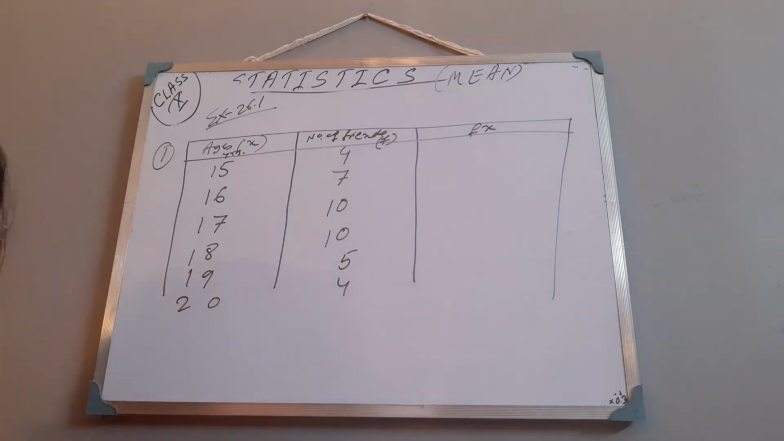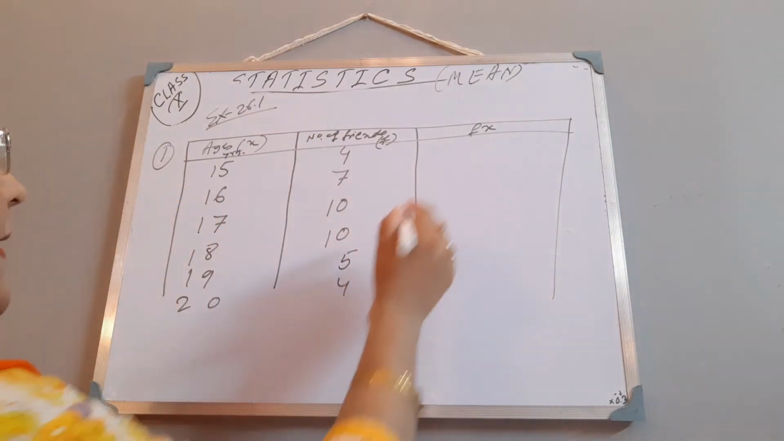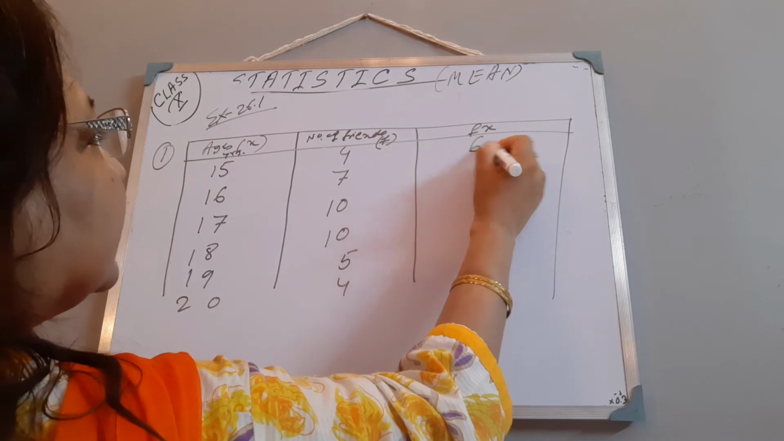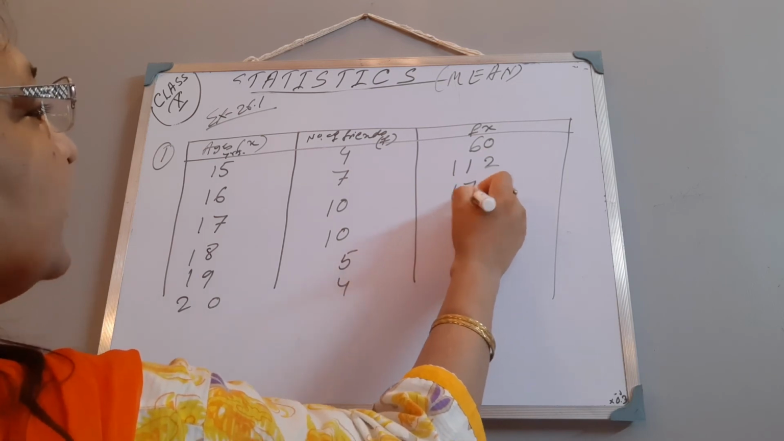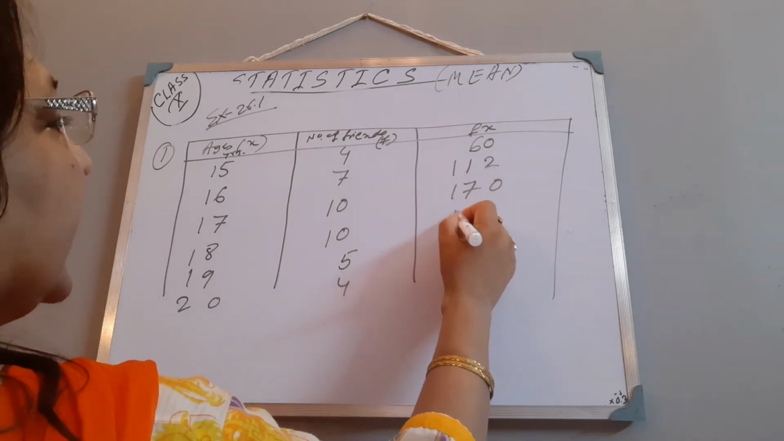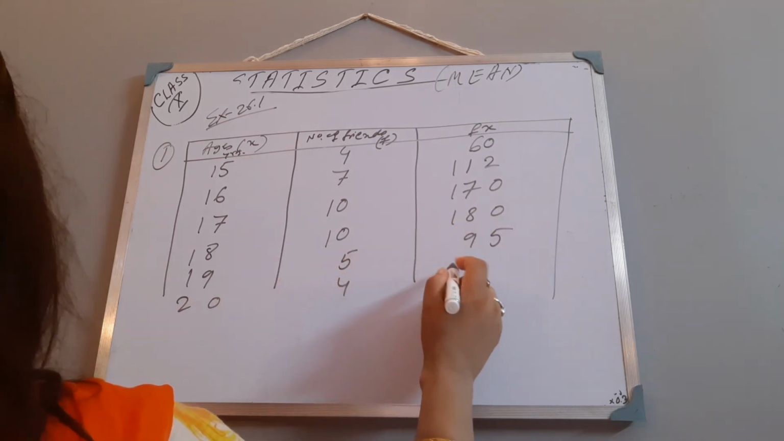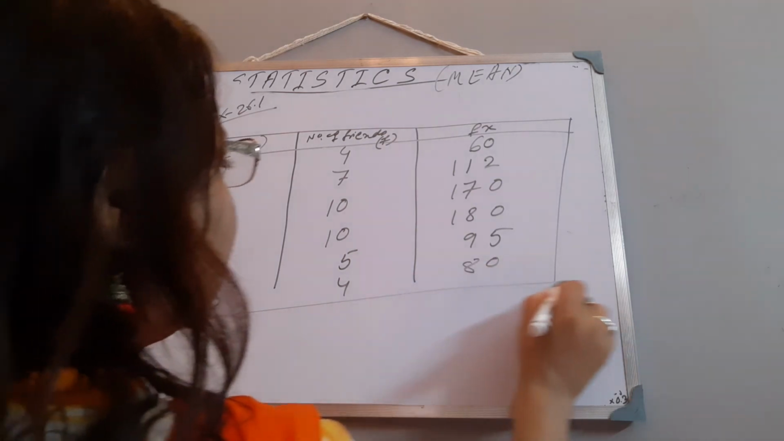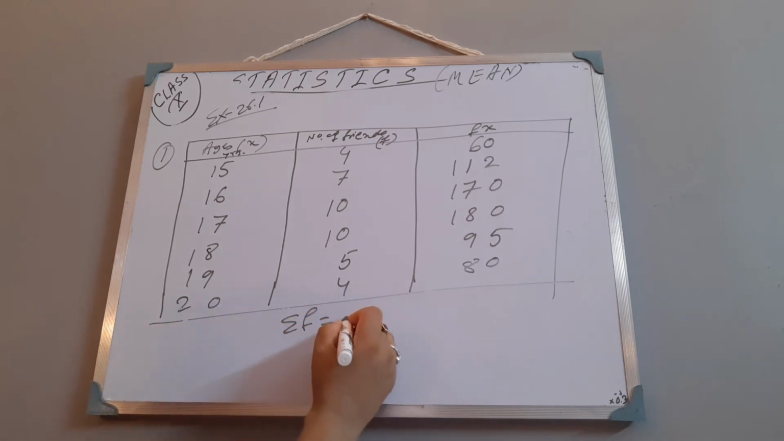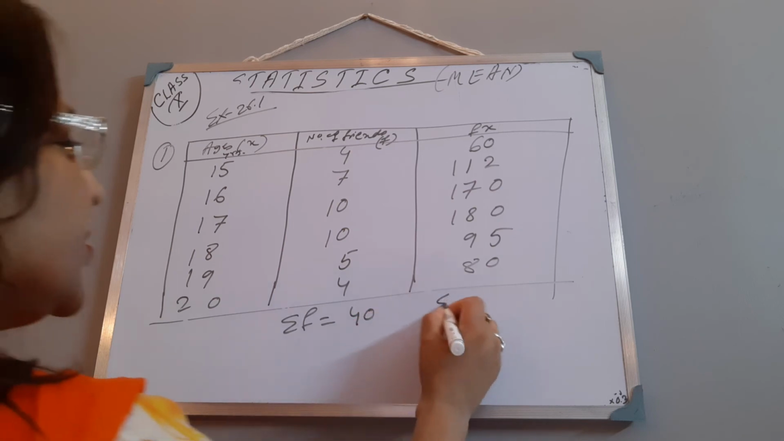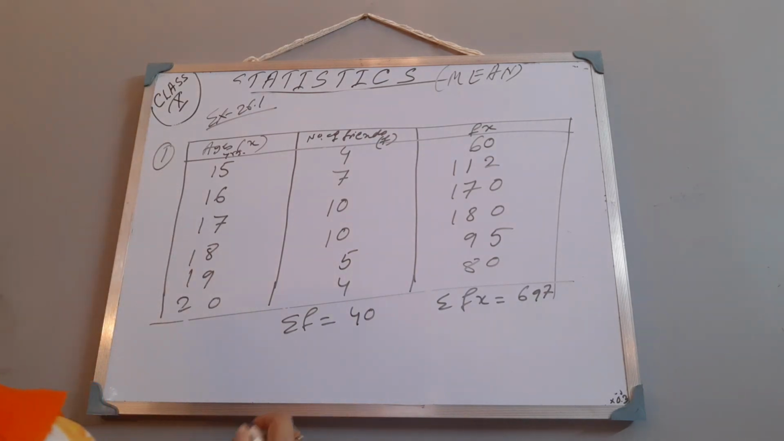How to find this fx? Just do this multiplication. That is 60, 112, 170, 180, 95, 19 5s are 95, and then 80. Now add all this. Repeatedly I am telling you, use the scale. So sigma f is 40, and here sigma fx is equal to 697.